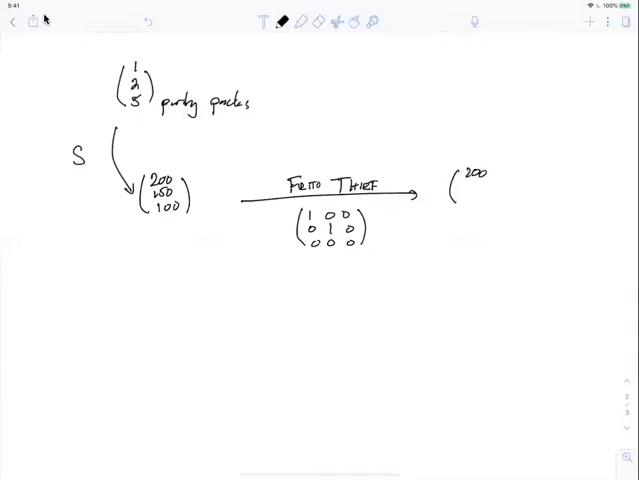But now the Frito thief can't just leave the bags out, because then it'll be obvious that they're stolen. We need to put them back in the party packs. So we're going to put them back in the party packs using S inverse. And in this case, this is going to look something like 2, 6, and 0, or 1, 6, and 0. And that's in party packs.